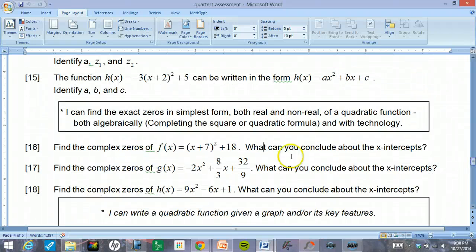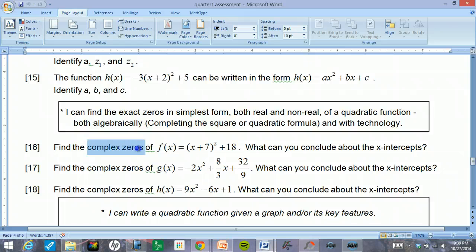In our next section, you need to be able to find the exact zeros in simplest form, whether they are real or non-real, and you need to be able to find them both algebraically and with technology. So here we go. Find the complex zeros.